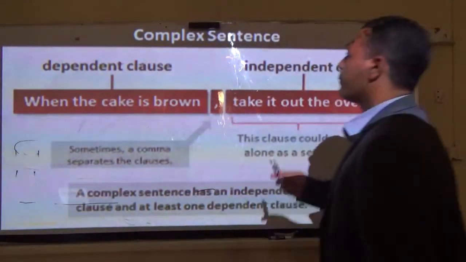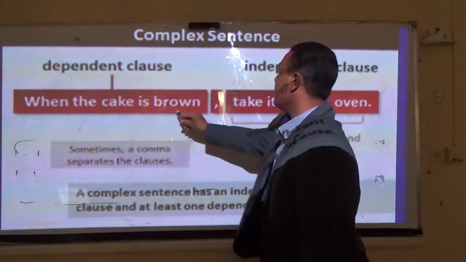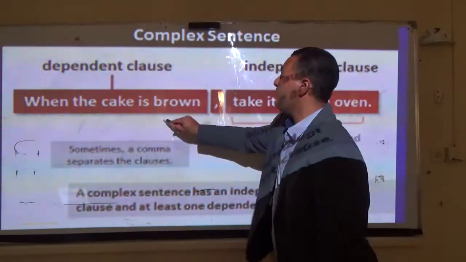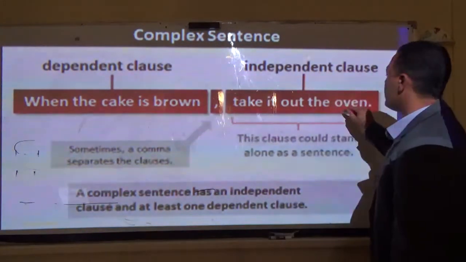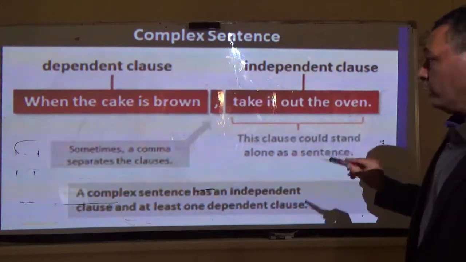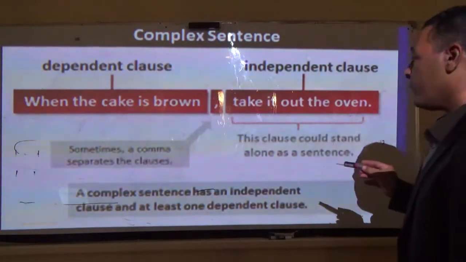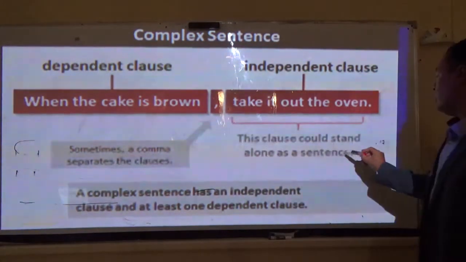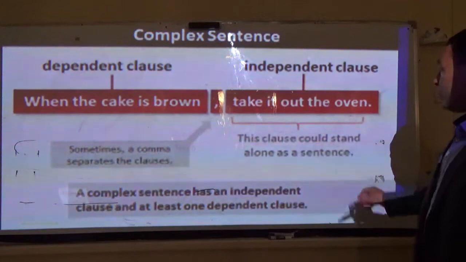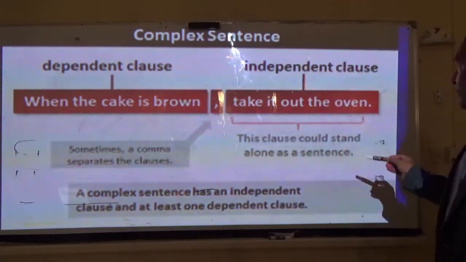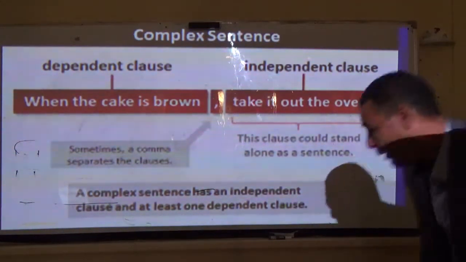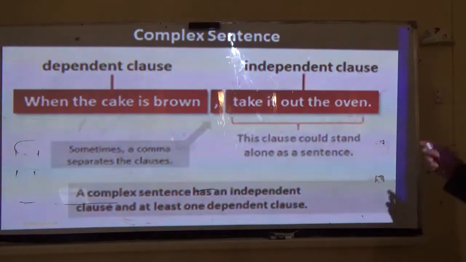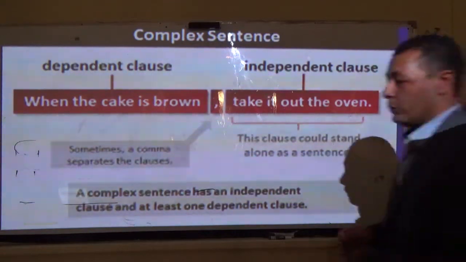Complex sentence, dependent clause. When the cake is brown, take it out of the oven. This is a dependent clause, as I told you, and this is independent because it could stand alone. Sometimes a comma separates the clause. This clause could stand alone as a sentence because it is an independent clause. So a complex sentence has an independent clause and at least one dependent clause.